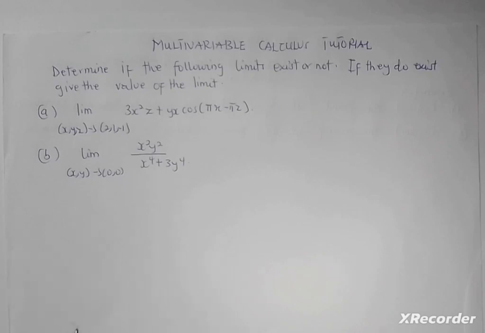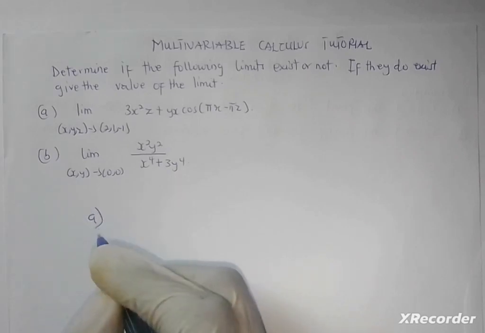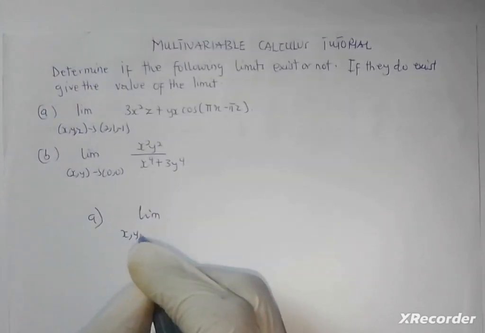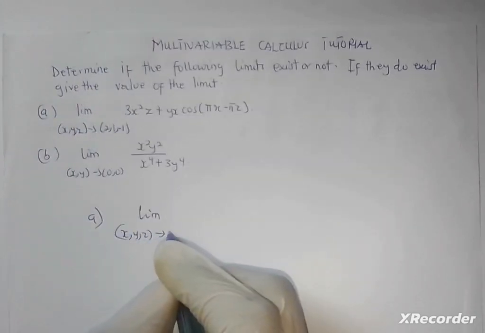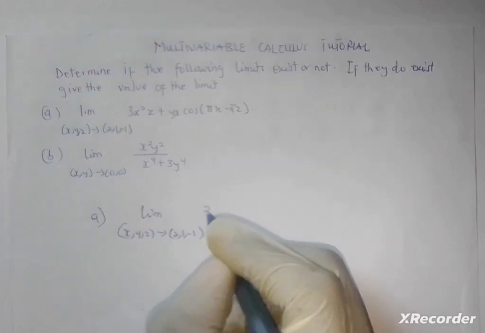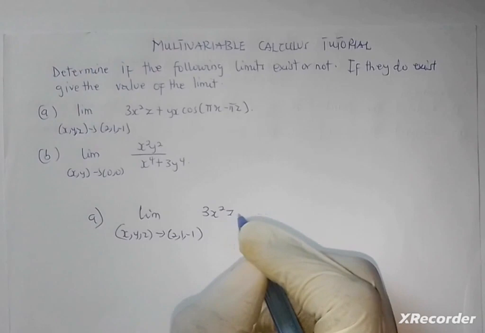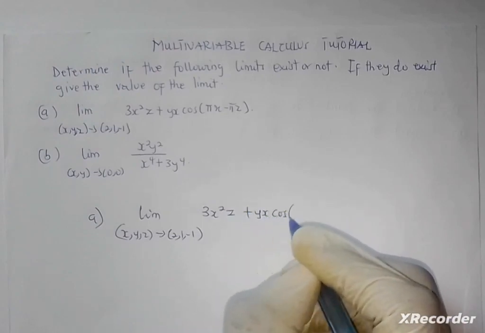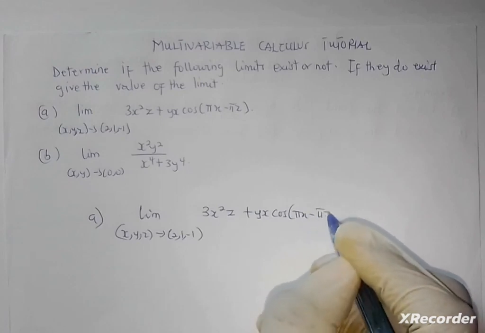Kindly watch this video as I take you through the steps in solving these problems. So let me take my first one, A. I have the limit as x, y, and z approach 2, 1, and negative 1 of the function 3x squared z plus yx cos of pi x minus pi z.